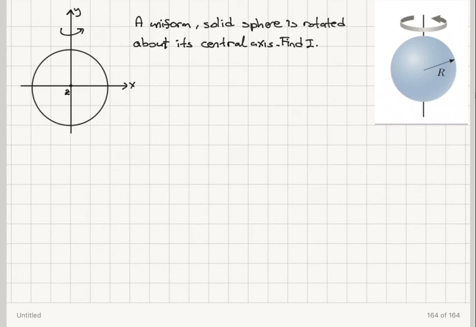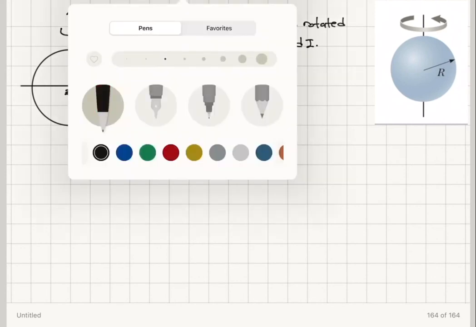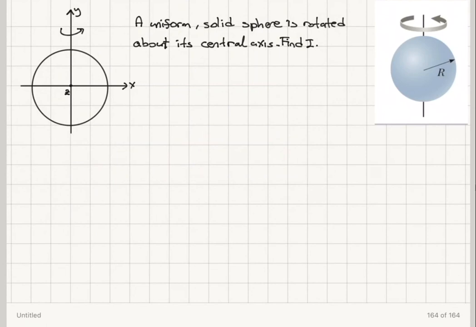Instead, what I'm going to do is use the brute force method. I will find a mass element in this sphere, and I will calculate the contribution from each such general mass element to the moment of inertia. Okay, so what is the mass element, a general mass element I can find here?